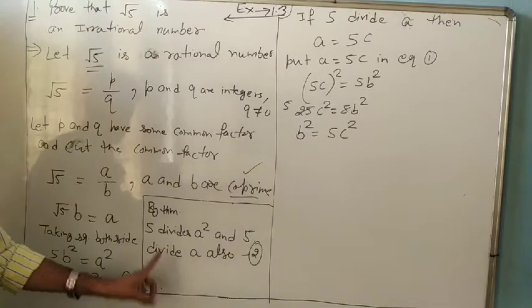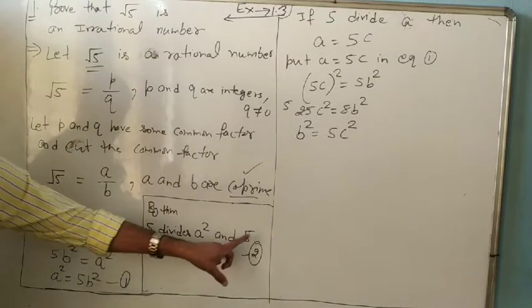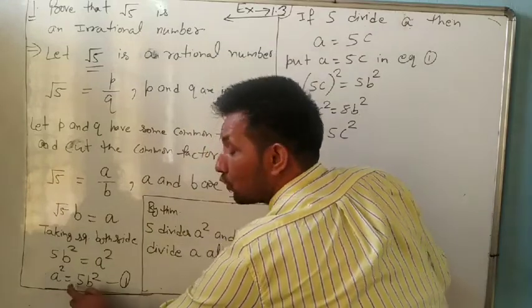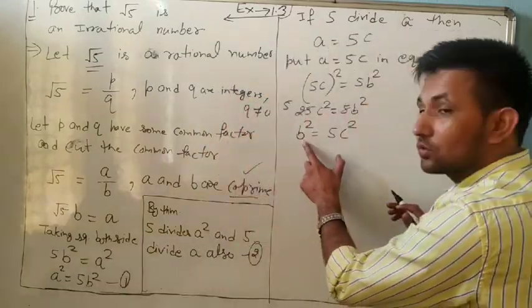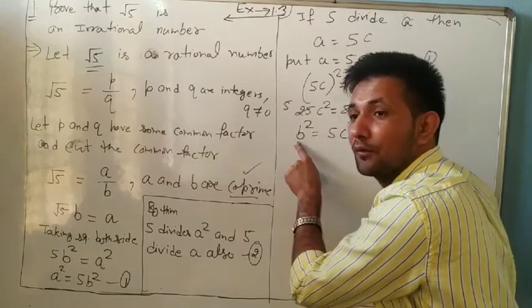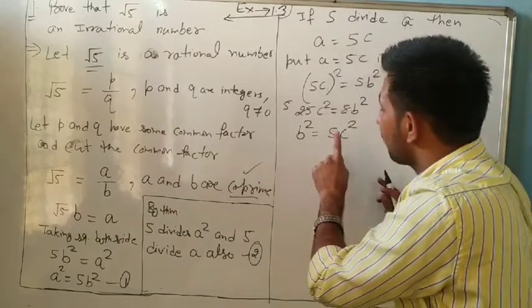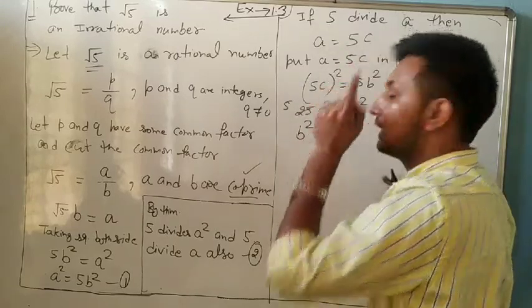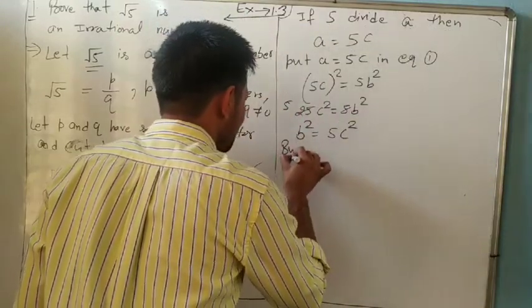Same as it is. 5 divides a square, 5 divides a. Same as it is, a square equals 5 into something. b square equals 5 into something. It means 5 is a factor of b square. 5 divides b square also. 5 divides b also. So right? By the theorem.